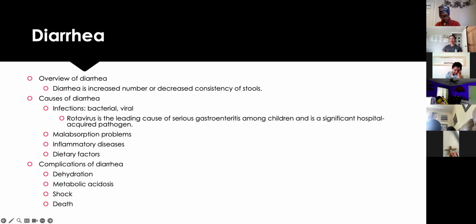We want to prevent complications like dehydration, metabolic acidosis, shock, and death. Obviously, you can see the progression there. As it gets worse and worse, we get more severe complications.